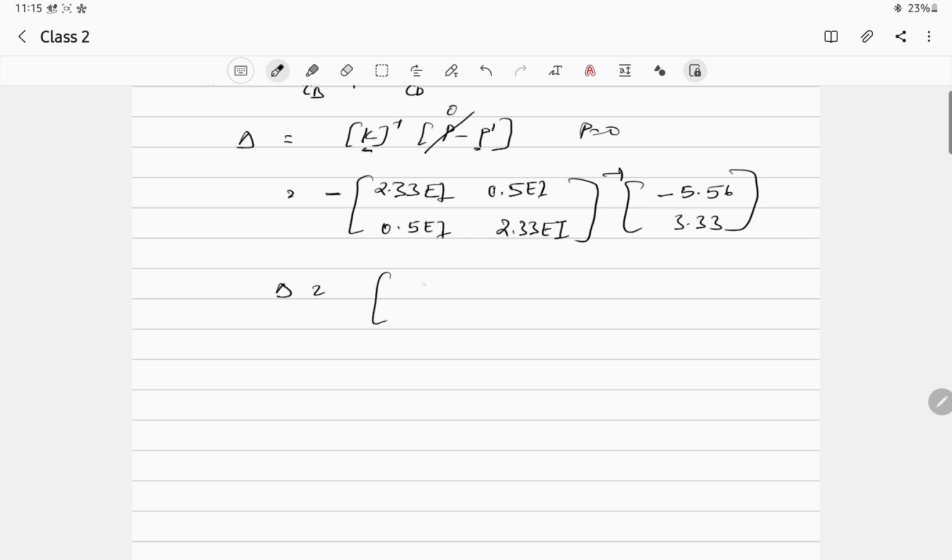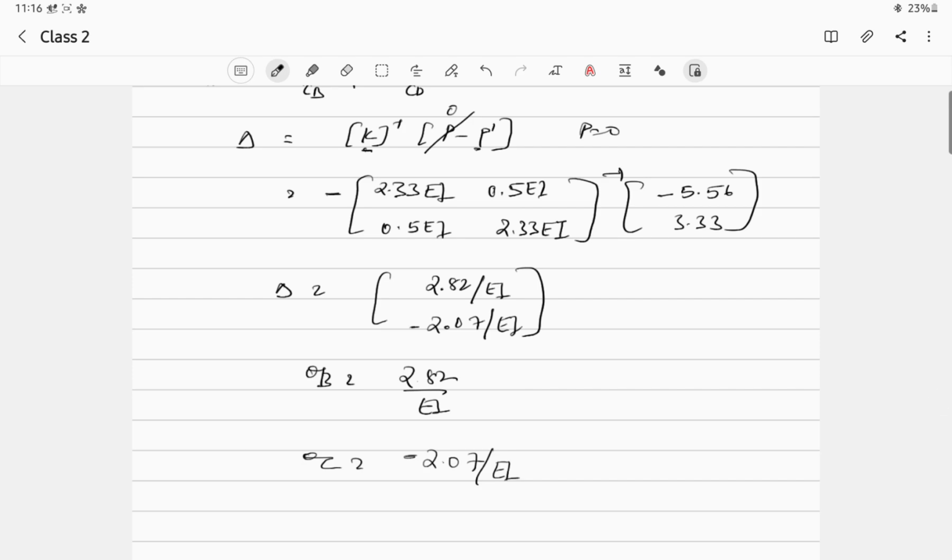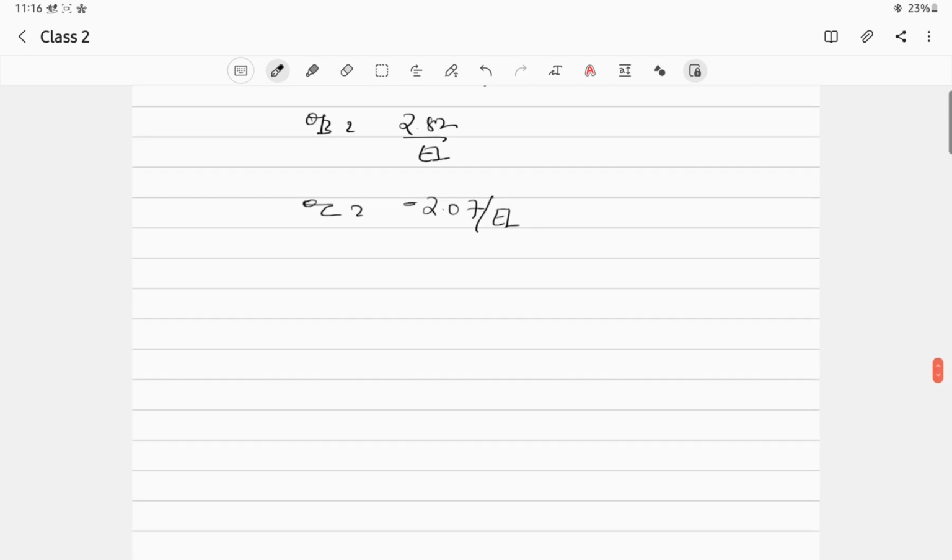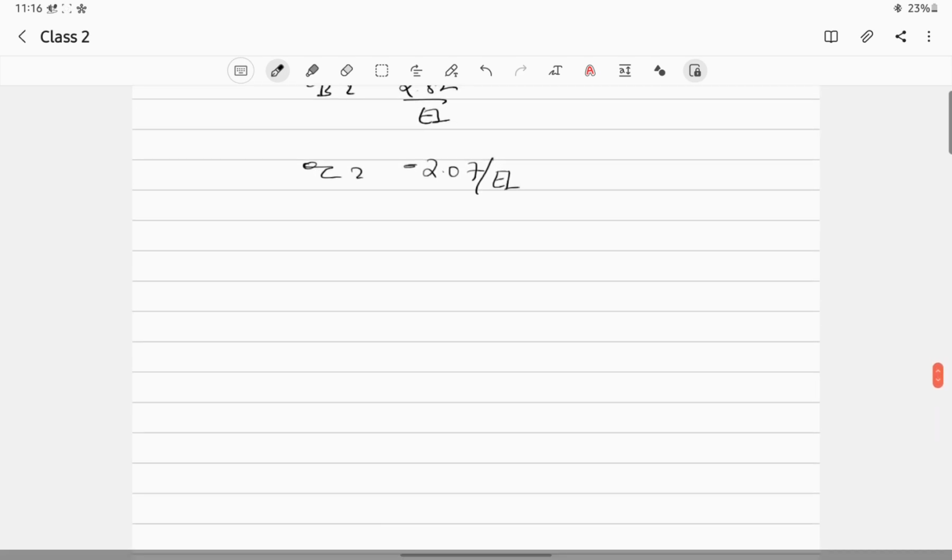Okay, so once you do the inverse of this matrix and multiply these two matrices, delta is equal to, you will get 2.82 by EI. Once you do inverse, this EI will go in denominator. Then this is minus 2.07 by EI. So that is theta B is equal to 2.82 by EI and theta C is equal to minus 2.07 by EI. Okay. So once you get theta B and theta C, we can easily apply these values in our MAB and MBA.